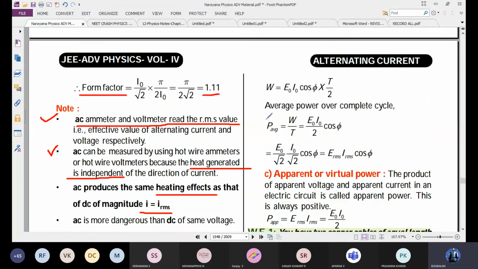So the average power formula, you will get E RMS, I RMS, cos phi for one complete cycle. Average power over one complete cycle, power equals work done by time. So the work is E naught I naught divided by 2, cos phi. In this 2, you can apply root 2 like that. Root 2 times root 2 is 2. Okay, E naught by root 2 is E RMS, I naught by root 2 is I RMS. Please note.